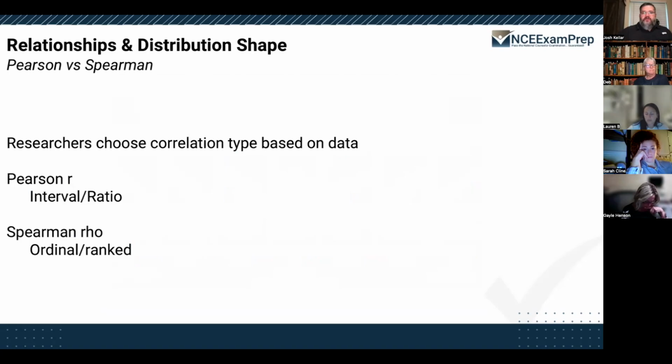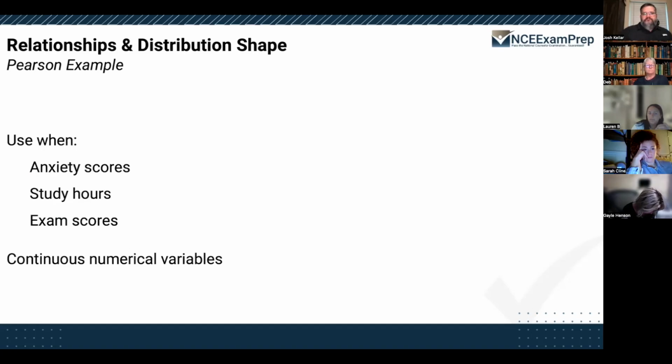There's a Pearson R and a Spearman rho, and these are used for two different types of data. When we're doing research and we're looking at correlation coefficients and using data that is interval or ratio, we're going to use the Pearson R formula. If you're looking at data that is ordinal or ranked, we're looking at the Spearman rho correlation type. Here's what I mean by that.